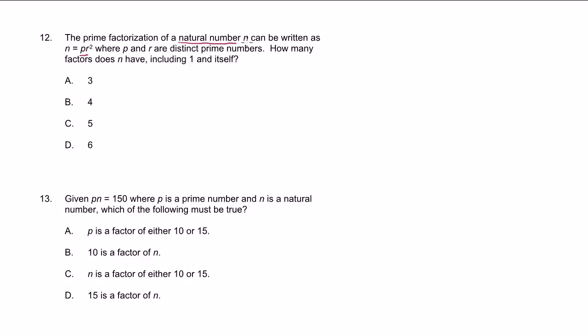Well, they're saying that this is some natural number that can be written this way. Let's just pick one example. So I'm just going to pick some prime numbers here. p is equal to 2 and r is equal to 3. Then n is equal to p times r squared, which is 2 times 3 squared, which is 2 times 9, which is 18. This is just one instance, one n that satisfies these conditions. I could have picked 5 and 7, or I could pick 3 and 2, but all of them should have the same answer, because that's what this question is implying.